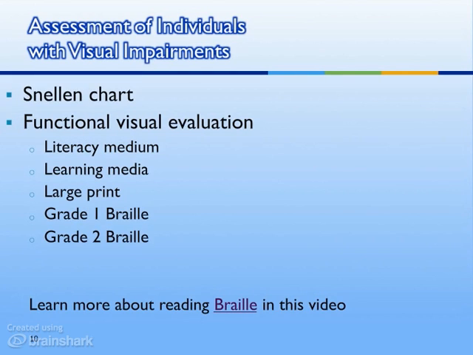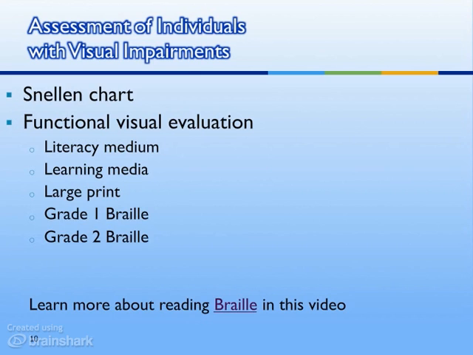The way that we assess individuals with visual impairments is first with that very old-fashioned Snellen chart. Remember those charts where you have to stand back and point up or side, to the left, to the right, or down, and you're reading those charts. So that's the very first layer. And then you get into more functional vision, which is literacy, actually reading text, and then learning media, whether or not you can see information on different types of screens, papers, those sorts of things, and then moving into larger print and then different levels of Braille.